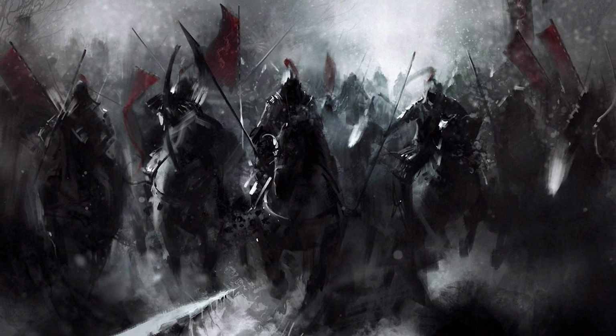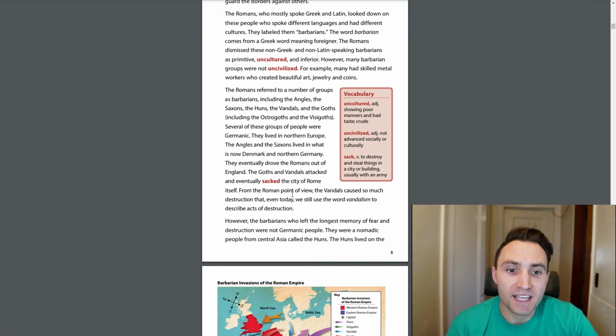They lived in northern Europe. The Angles and the Saxons lived in what is now Denmark and northern Germany. They eventually drove the Romans out of England. The Goths and Vandals attacked and eventually sacked the city of Rome itself. So what does sack mean? To destroy and steal things in a city or building, usually with an army. So the Goths and Vandals attacked and destroyed the city of Rome.